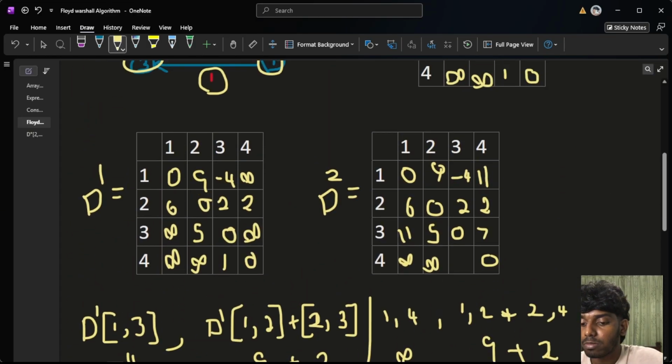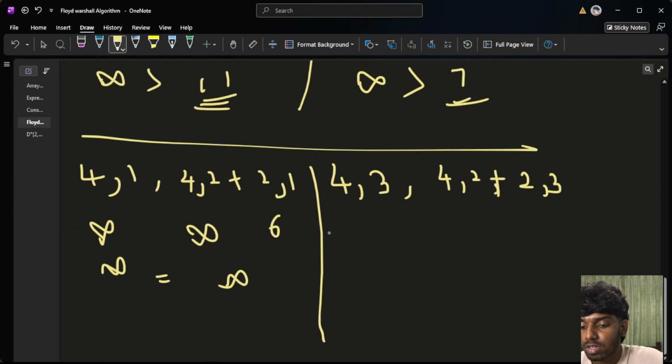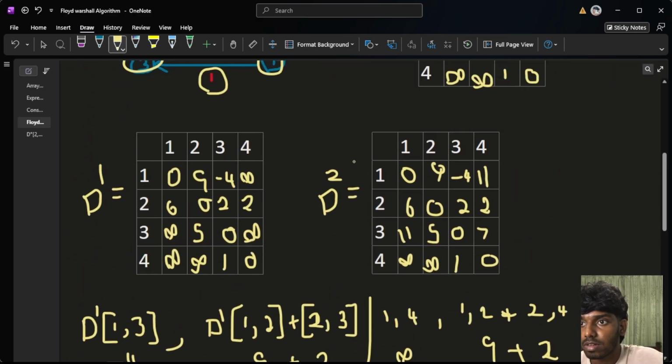So 4 to 3 would be 1, 4 to 2 would be infinity, and 2 to 3 would be 2. So 1 is the shortest. So 1 goes right here. So this is the D2.